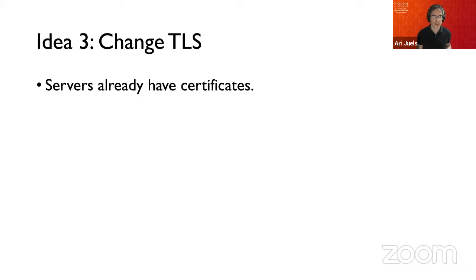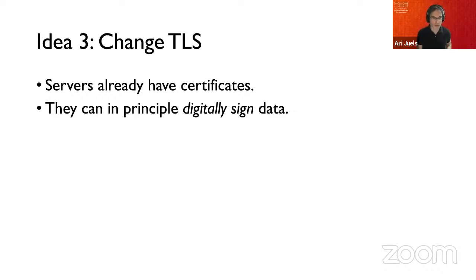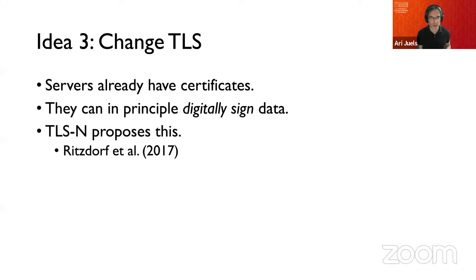So another approach that's been proposed to the construction of proofs of the type that Alice would like here is to modify TLS. Because of the use of public key cryptography in the key exchange, because of the use of public key cryptography for Alice to determine that she's actually communicating with the bank, servers already have certificates. And they can, in principle, digitally sign data using the private keys associated with those certificates. In fact, they do for the key exchange, typically.